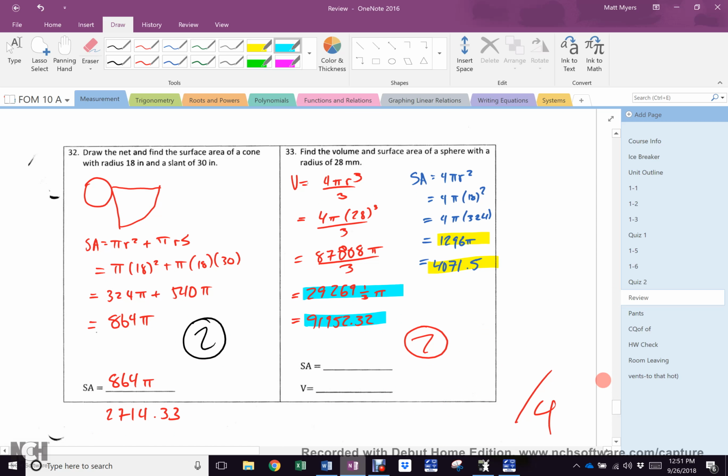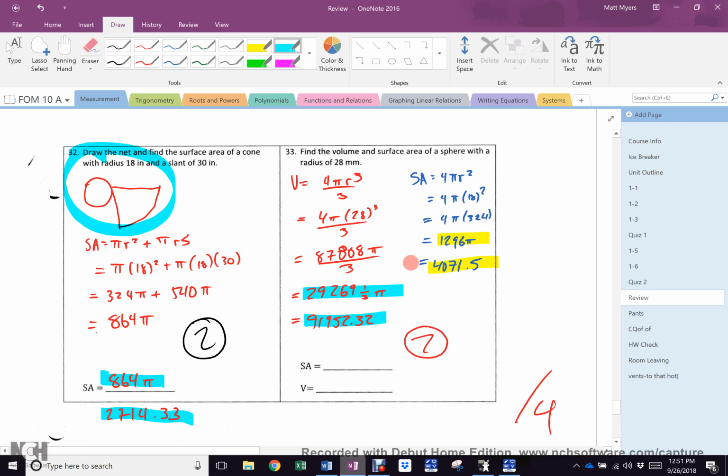Okay. 32, you had to do two things. You had to draw the net, which is a circle and a section of a circle. Then you had to find the surface area, which was just filling in a formula. You get 1 for the net and 1 for the number. I will accept both numbers.